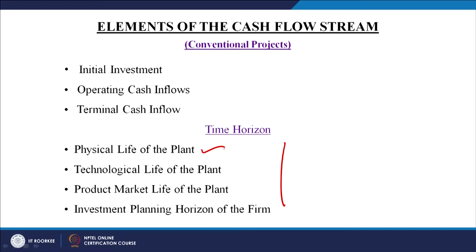Then, it could be the other way around, the next thing could be the product market life of the plant. Physical life is fine, the plant is physically doing well, technologically it is doing well, but the product market life means the product coming out of the plant has now phased out. There is no market for the product now, or the market is squeezing or going down day by day, and now there is no future of that kind of production.